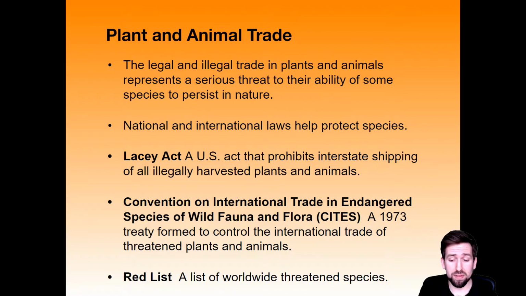Now, if a species is threatened, it will be on the Red List. So this is something that you can look up on your own. You can look up a whole bunch of the different threatened species. Just type in Red List on a Google search, and it'll come up with everything that exists. This could be anything from the Bengal tiger to the green sea turtle, I believe, or a loggerhead turtle. There's a whole bunch of different species on that list that are threatened.